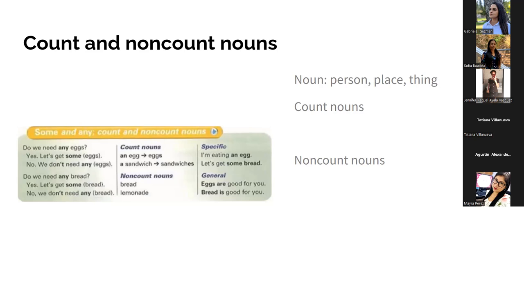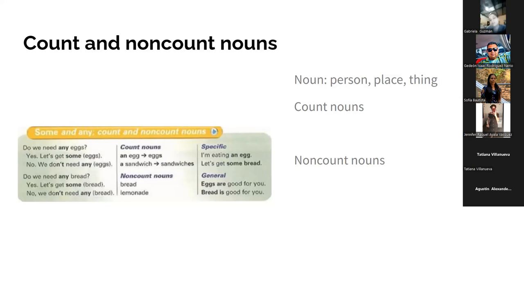Pero más que todo se dice que la regla es que cuando inician con un sonido de vocal se les agrega AN. Y cuando no, por ejemplo, sandwich no es un sonido de vocal, se le agrega la A. A sandwich, a bread, a lemonade. Pero con egg, for example, an egg. An avocado, aguacate, ¿verdad? Avocado, an avocado, le ponemos A-N. So, how do you say aguacate, teacher? Avocado. Exactly.